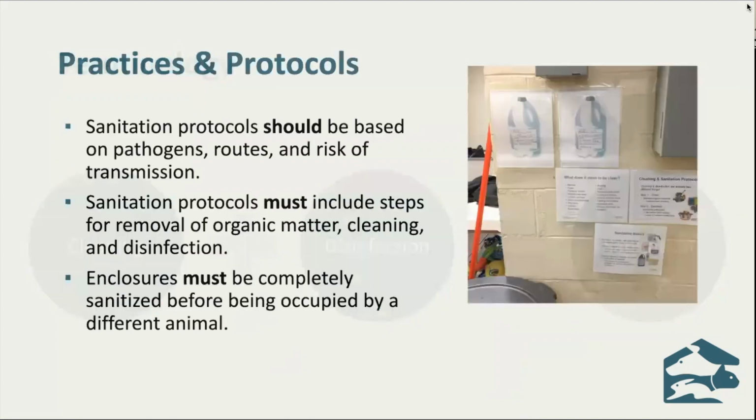Getting into some of the guidelines recommendations, here are a few I'd like to highlight. First, sanitation protocols should be based on pathogens, routes, and risk of transmission, so there might be multiple protocols depending on those things. Sanitation protocols must include steps for removal of organic matter, cleaning, and disinfection. And enclosures must be completely sanitized before being occupied by a different animal. That's a new statement we've added in this revision. Make sure it's clear what should occur when an animal is remaining in its enclosure versus when a brand new animal is coming in.